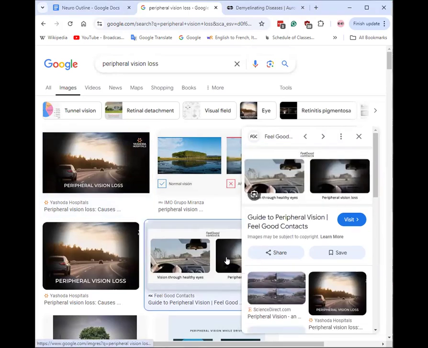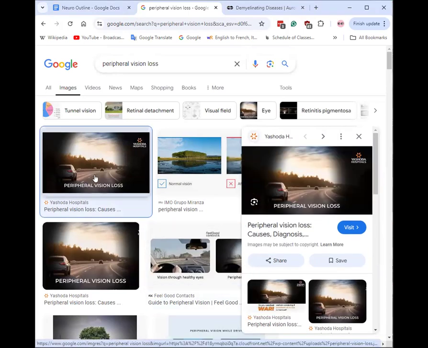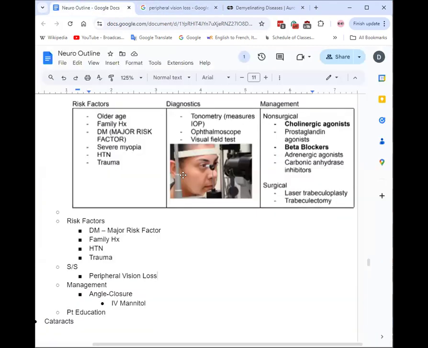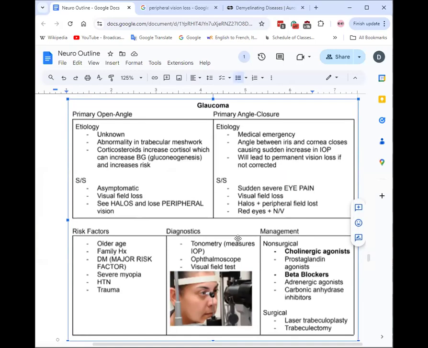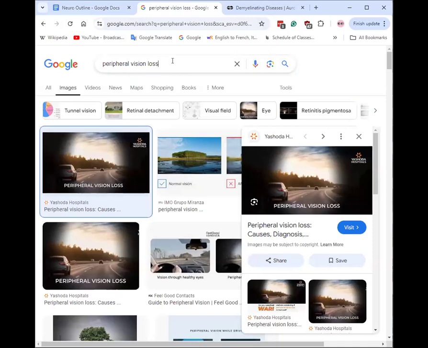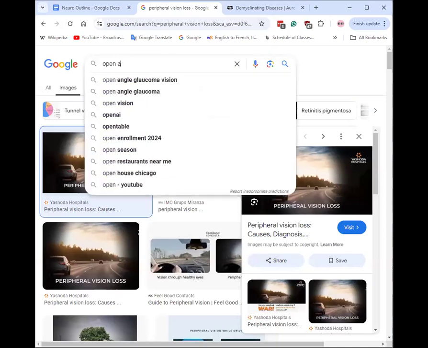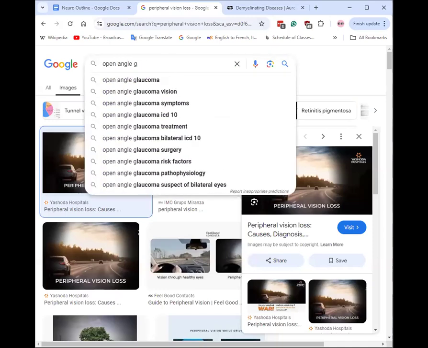Something you can do to assess for this would be having the patient look straight, and then you put fingers in their periphery and ask them how many fingers you're holding, just from their peripheral vision. This one you get halos around the lights. Yes, as you can see from the little chart here, you can see halos and you can lose peripheral vision. So let's look at what an open angle glaucoma looks like.